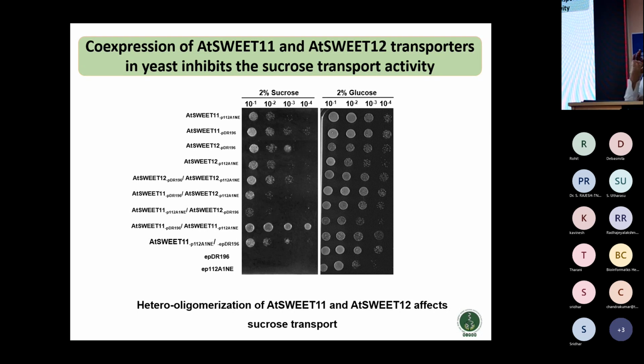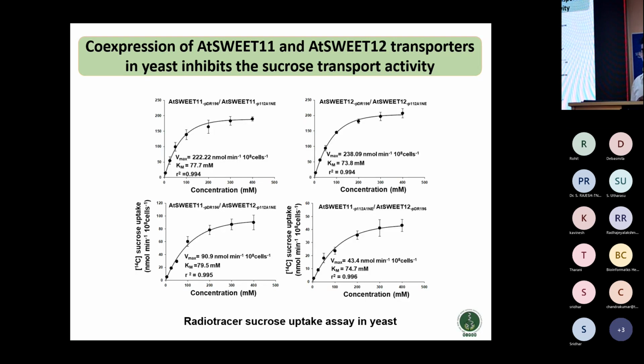This is a beautiful example of how these two transporters can work in tandem to decide where the substrate should be, whether it should be retained in the cytosol or get into the apoplast. This assay was mainly to show that, and later on we went ahead and proved it again using the sucrose transporter activity assay, the radiotracer sucrose uptake assay, which is very similar to the one I showed you in the previous slide.